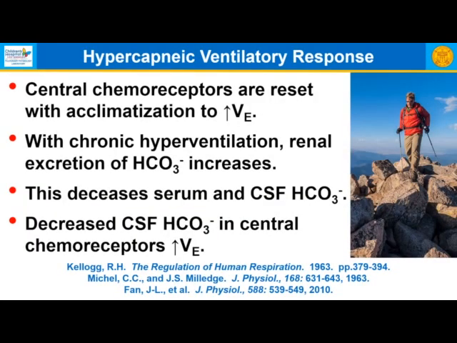Central chemoreceptors are reset with acclimatization to increased ventilation. So with chronic hyperventilation, renal excretion of bicarb increases. Thus, the serum bicarb and the CSF bicarb decrease. And the decreased CSF bicarb in central chemoreceptors increases minute ventilation. That is, the CSF is more acidic.